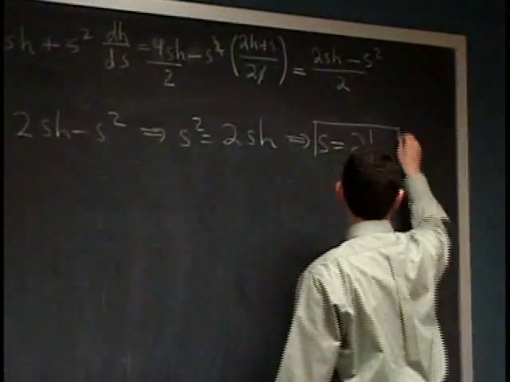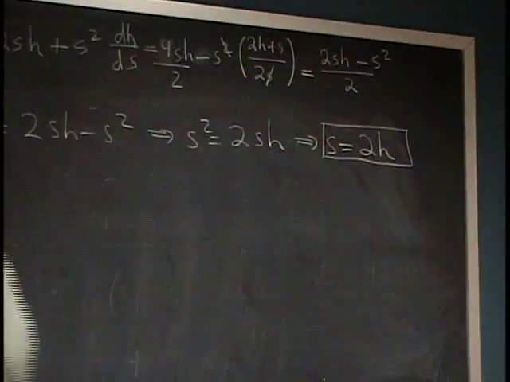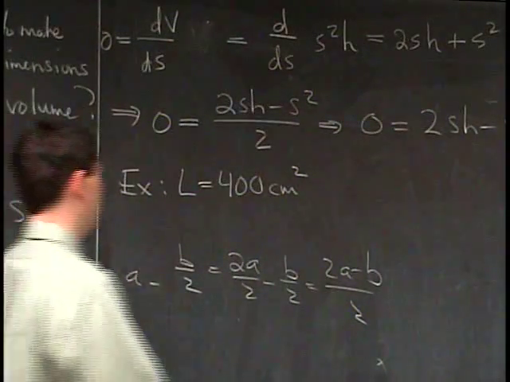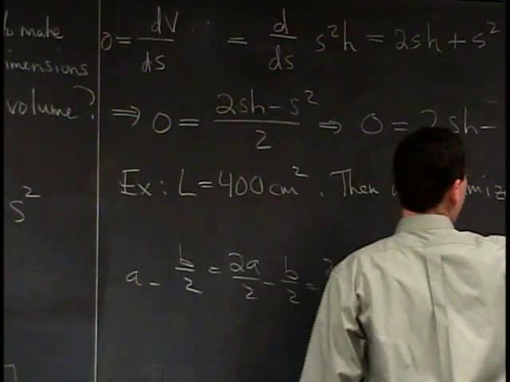So this tells us that we should make the length of the side of the base of this box twice the height of the box. Without knowing exactly what L is, you can't go any further than this, but if I gave you a specific L, then you could go in and replace S with 2H in this formula. So for instance, let's say L is equal to 400 cubic centimeters. Then we maximize the volume. We still have to check this, by the way, that we're getting a maximum.